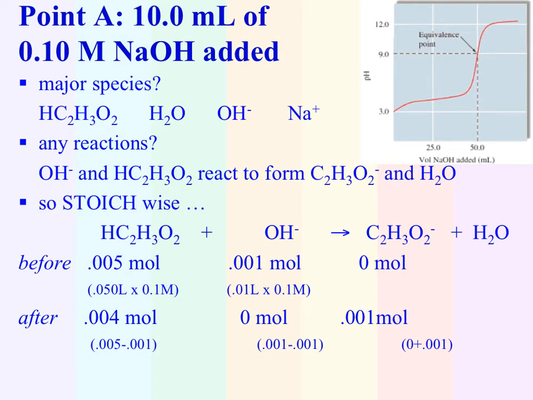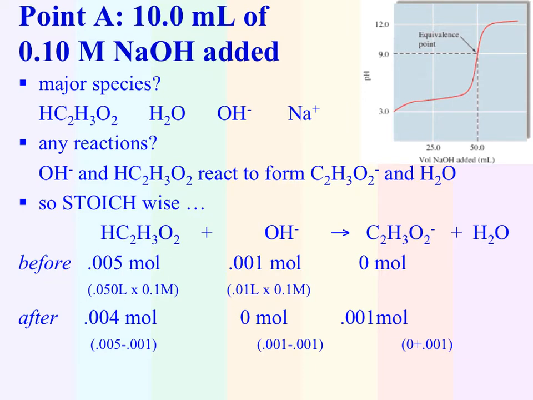Okay, so the next point is going to occur once we've added 10 milliliters of 0.10 molar NaOH. At this point, guys, obviously we still have our acid present, and now we've added hydroxide ion. And we know that hydroxide is going to react with acetic acid to produce the acetate ion and water. So stoichiometrically speaking, we have our acid and our added base, and we have our subsequent products. Now, we need to go ahead and pay attention to the presence of this conjugate base because it has an effect on our pH value.